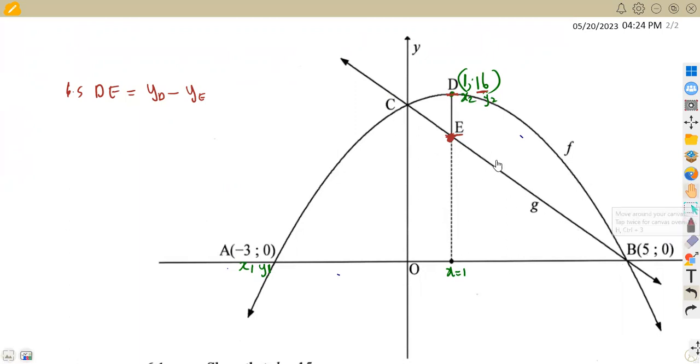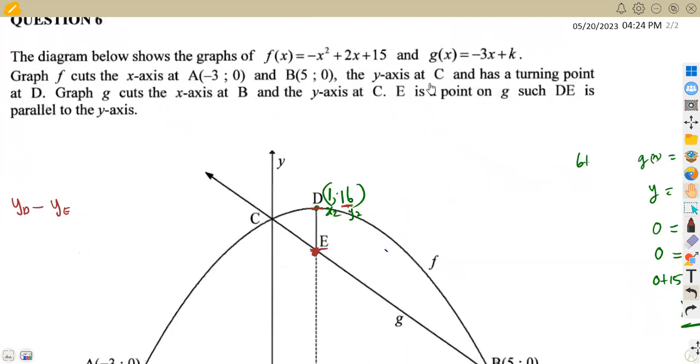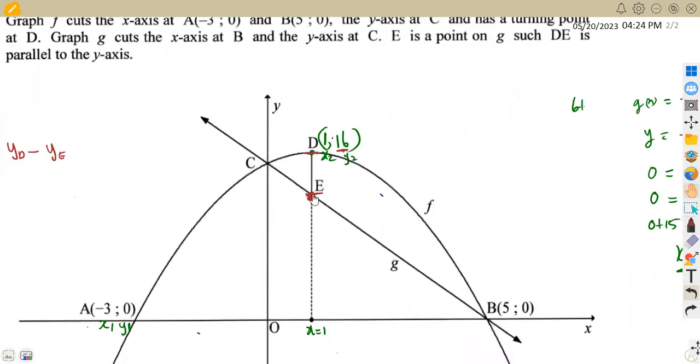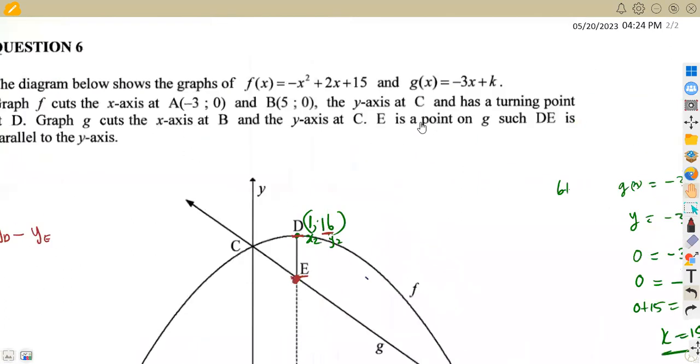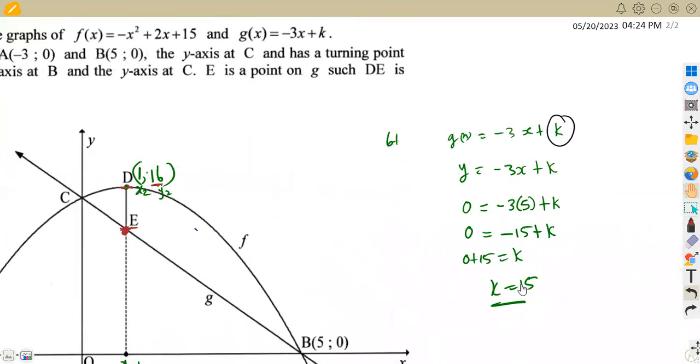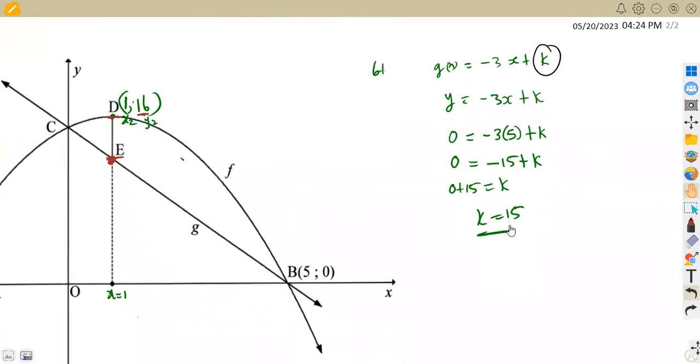And before, we were given the line BC, which is our g(x) in this case. This is g(x), a line BC, where we are given that g(x) is equivalent to minus 3x plus k. And we calculated the value of k in this case, and we got 15. So our g(x) is supposed to be written as minus 3x plus 15. So from this, we can obtain the point E because it lies on g.